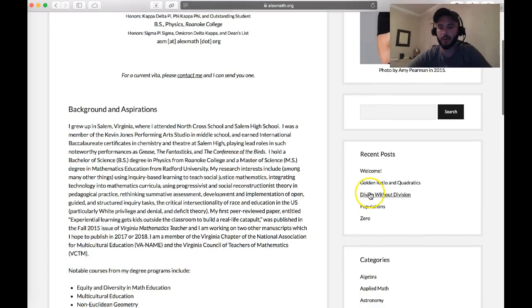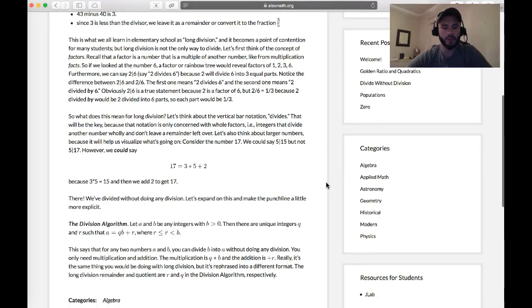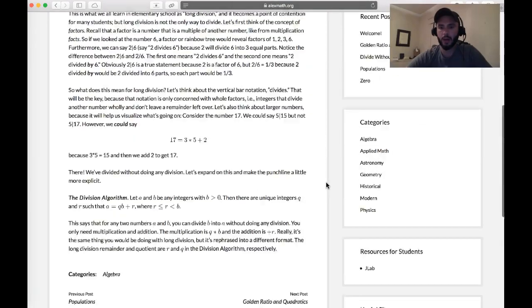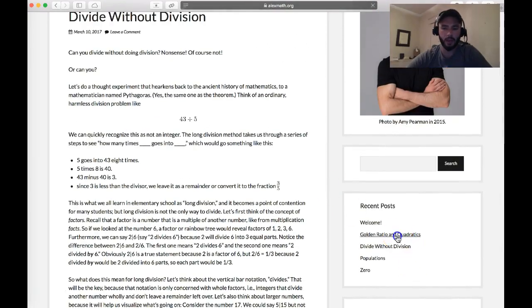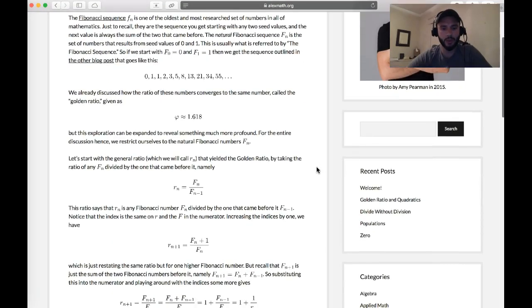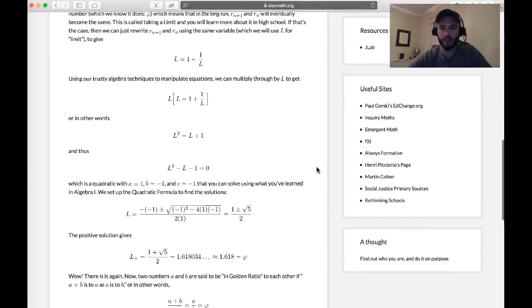They can be fun, like divide without division. Here's a post about how to divide without using any division. You could also look at golden ratio and quadratics if you're interested in reading about the golden ratio. It's pretty cool. I've just left this up even though we're not going to be using it for anything this year.